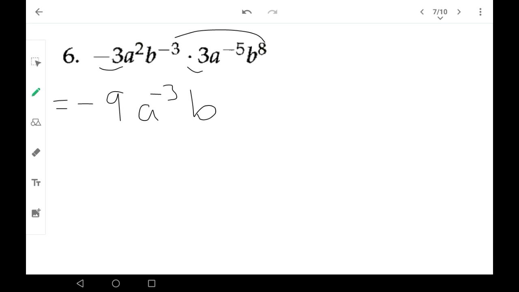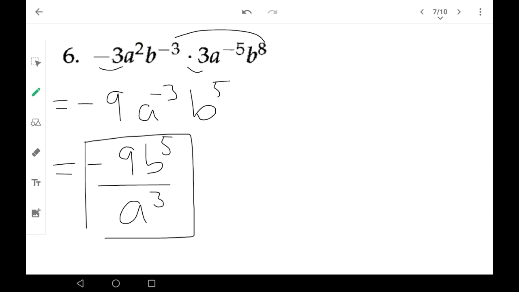That would give me what? To the power of 5, because negative 3 plus 8 will give me 5. And now I know that the answer should be negative 9 b to the power of 5 divided by a to the power of 3, because I need all powers to be positive, right? Let's go to the next exercise.